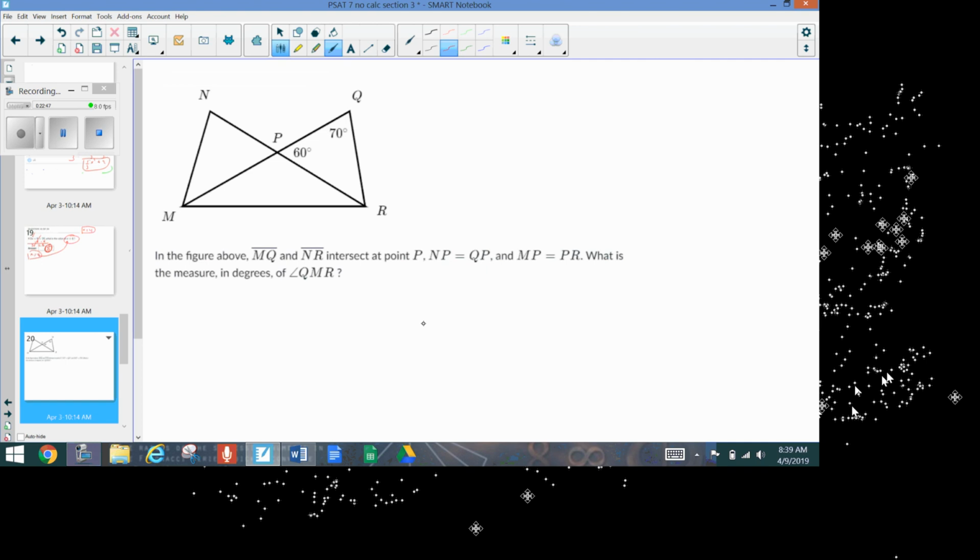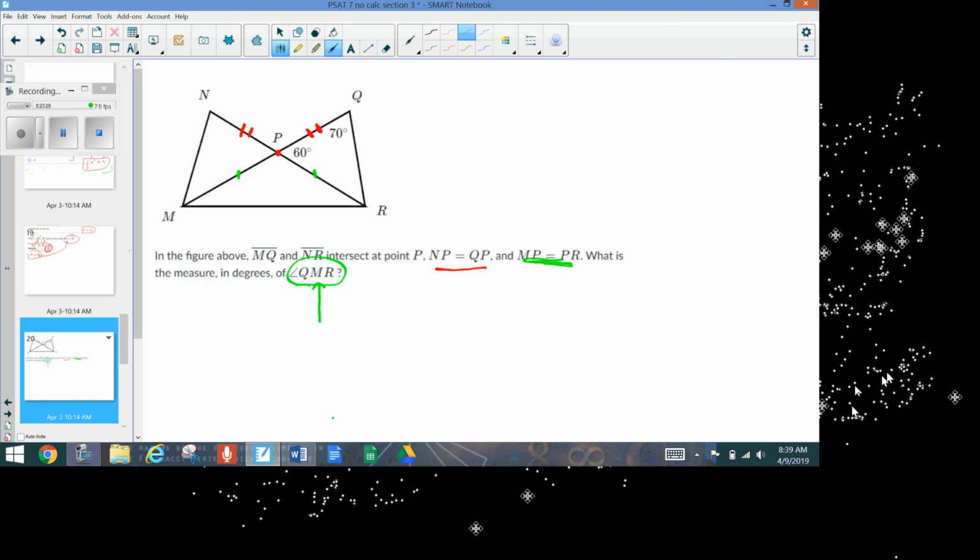MQ and NR. MQ, perfect. MQ and NR intersect here, so NP is equal to QP. Okay. And then there's one more thing. NP is equal to PR. All right, so that means it's isosceles. What is the question? Circle the question. What is the measure in degrees of QMR?